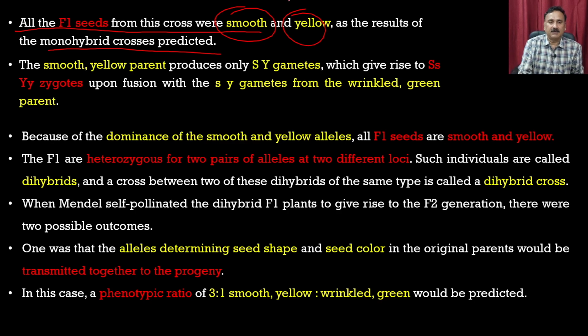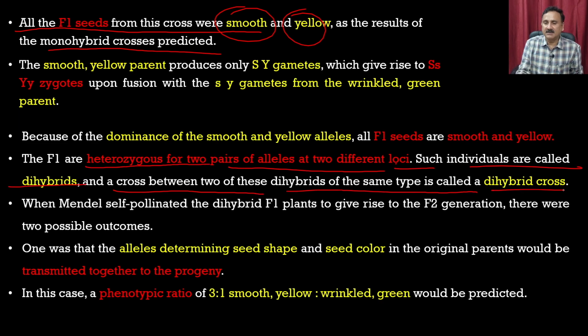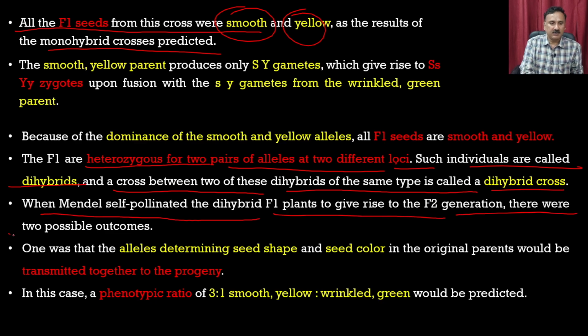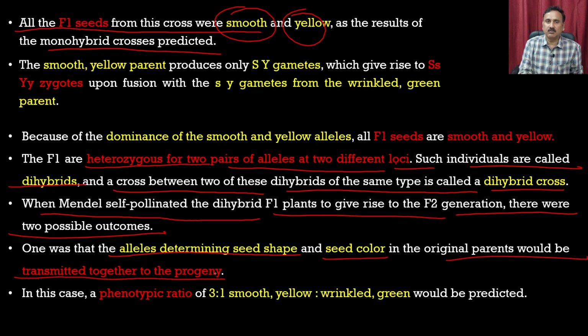Then when these F1 generations are self-bred, the F1 generations are heterozygous for two pairs of alleles from two different loci. Such individuals are called dihybrids, and a cross between two of these dihybrids is called a dihybrid cross. So when Mendel self-pollinated the dihybrid F1 plant to give the F2 generation, there were two possible outcomes. One, that the alleles determining the seed shape and seed color in the original parents would be transmitted together to the progeny.